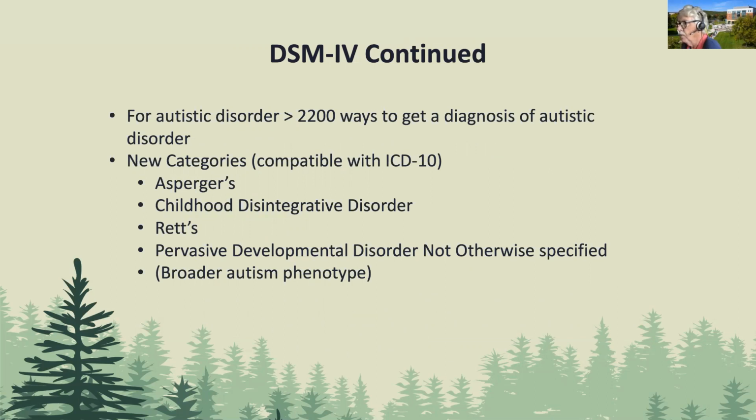We also gave new categories compatible with ICD-10. These included Asperger's disorder, childhood disintegrative disorder, Rett's disorder, which subsequently has been shown to be a single gene disorder, and the broader autism phenotype category of pervasive developmental disorder not otherwise specified.